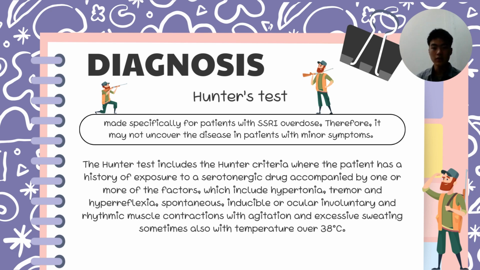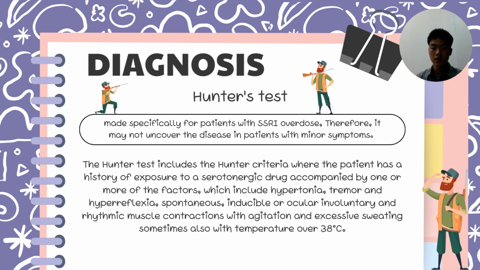So what is the diagnosis? The diagnosis of serotonin syndrome is usually done clinically while carefully examining the patient's symptoms, medication, and physical condition. Some criteria exist for making the diagnosis, but the most accurate is the Hunter criteria, as the criteria were made specifically for patients with SSRI overdose, not serotonin syndrome from other agents. Therefore, it may not uncover the disease in patients with minor symptoms.